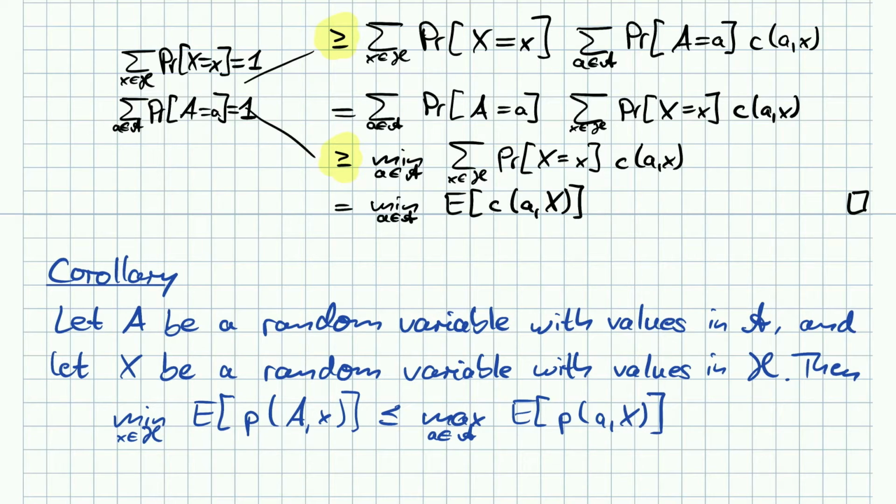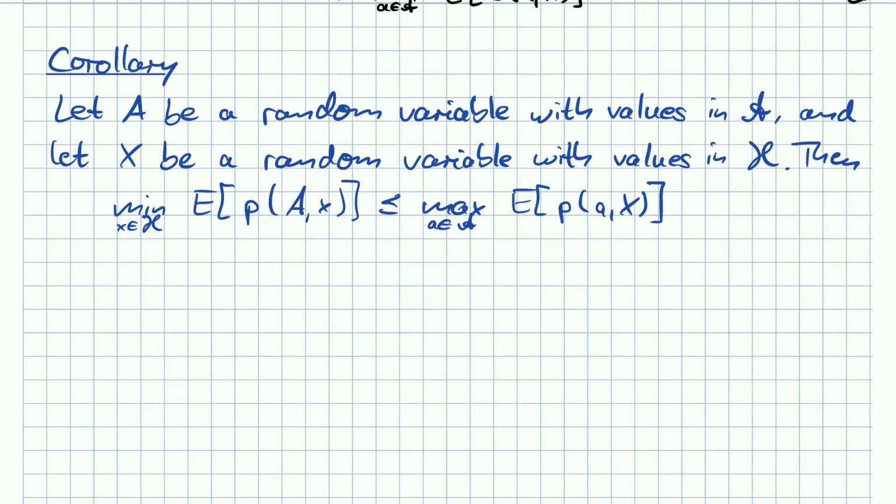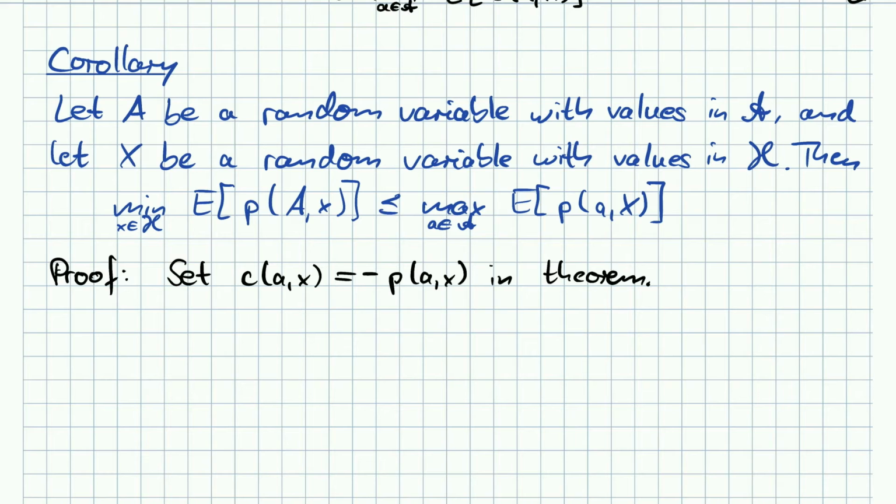So this is the same thing as what we had before, but turning everything around. Now we are interested in a profit maximization problem rather than a cost minimization problem, and then everything just turns around. You swap the min and the max and you turn around the sign and everything still is true. And why is this? We might just set the cost equal to minus the profit in the theorem. So sometimes this version will also come in handy.